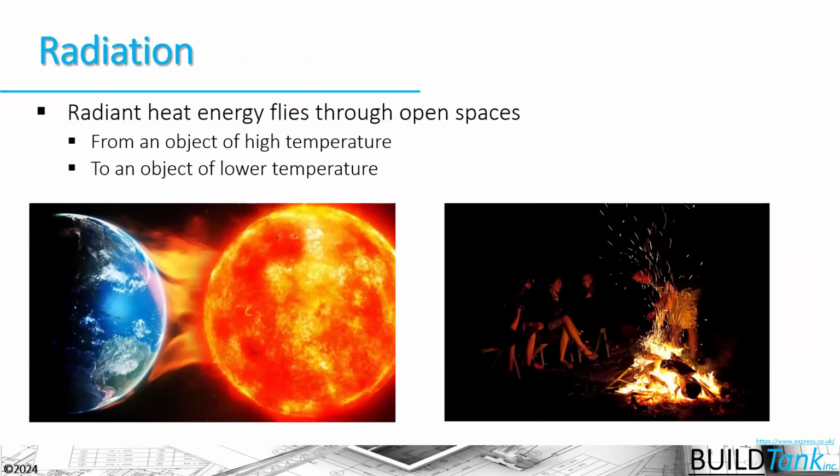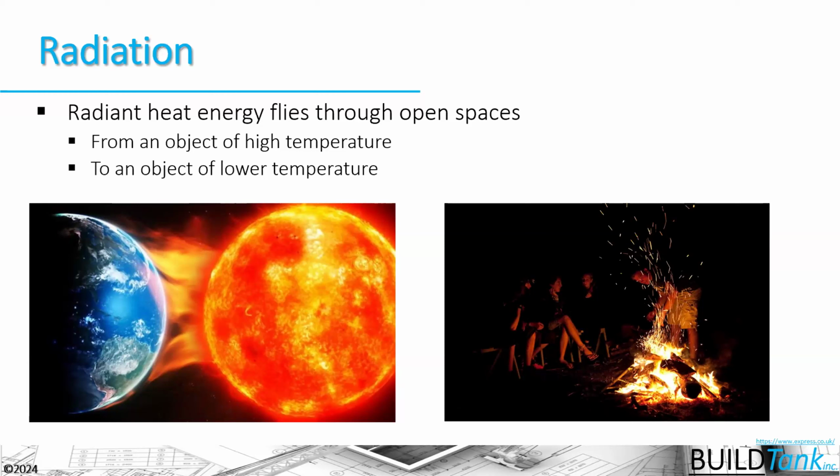Now, from another perspective of how energy can move in and out of our houses is with radiant energy. And this is energy that moves from objects of higher temperature to objects of lower temperature. So the best example is from the sun to the earth. It's literally moving through space from a super hot object to a super cold object. We get an example of that in maybe the summertime when we go camping and have a fire.